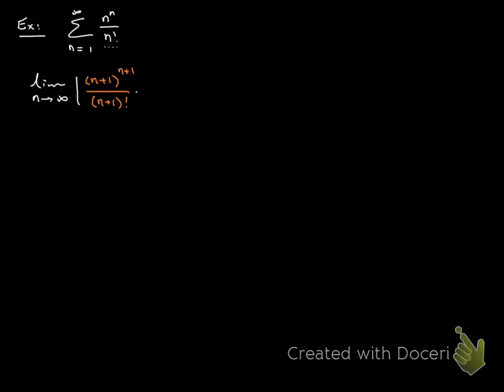It's a little weird to work with, but there it is. Divided by n plus 1 factorial, and times the reciprocal, where I have n factorial over n to the n. So I'm going to break some things apart again here.